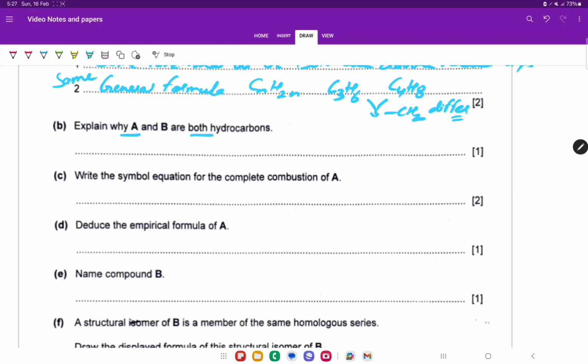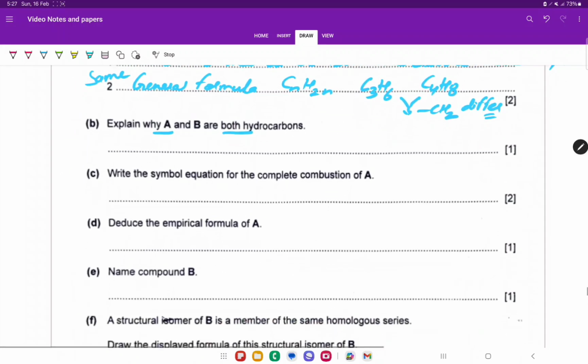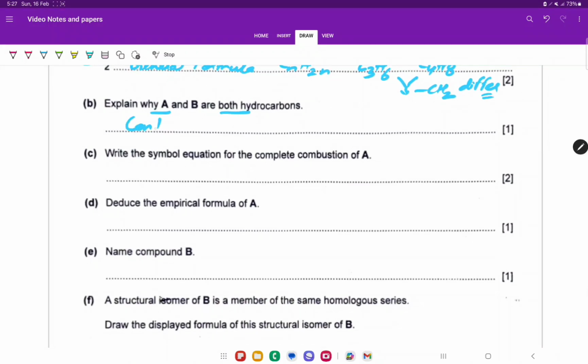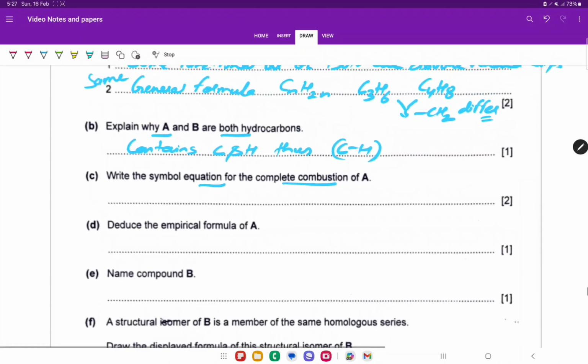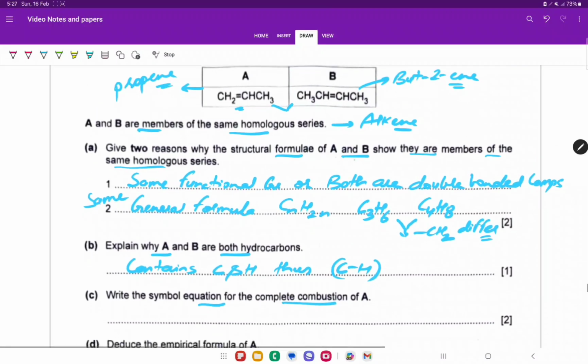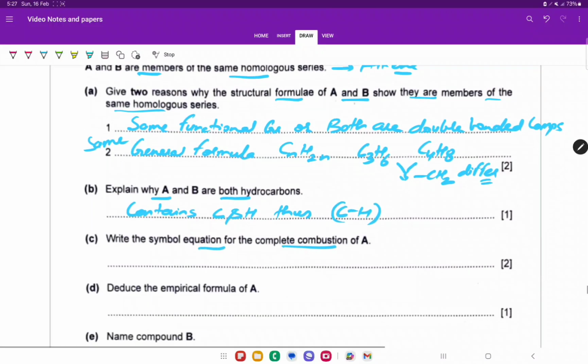Explain why A and B are both hydrocarbons. Both contain carbon and hydrogen only. Thus, a C-H bond is present. Write the symbol equation for the complete combustion of A. Now A is CH2=CH-CH3, that is C3H6.